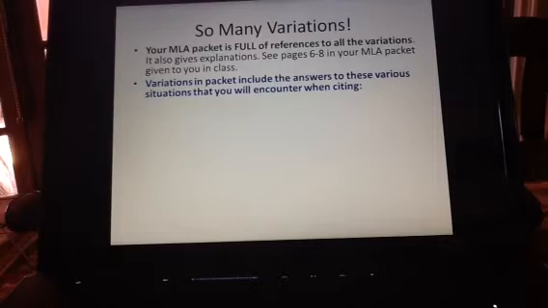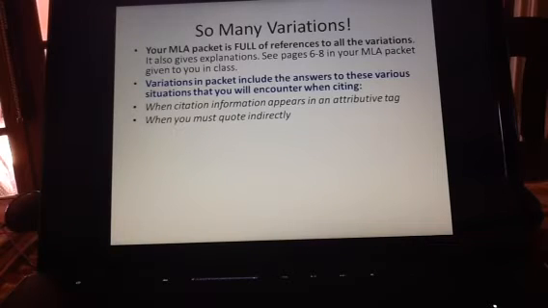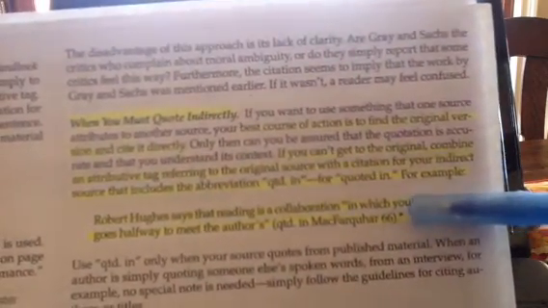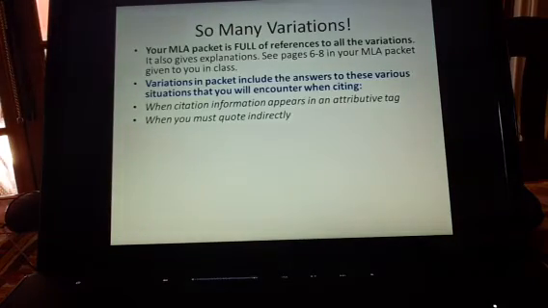These are some of the titles. I'm not going to go into modeling every single one, but these are the models that are included in the packet. So if you face this problem, when citation information appears in an attributive tag, that's what I've just modeled. So you should be pretty clear on that one. But again, if you need to look at a visual example, or when you must quote indirectly. So let's say Lisa Miller has quoted another expert. Well, MLA says you should go to that original source, but in the event that you can't, it gives you an example of what to do. So if you look really quick here, it looks like this, quoted in, and then it shows the source and the page number. So that's what we mean by there being so many variations.